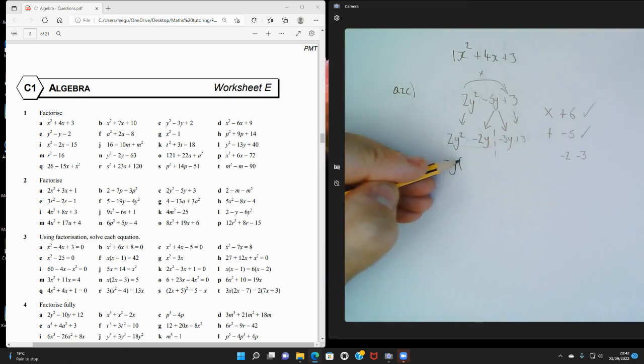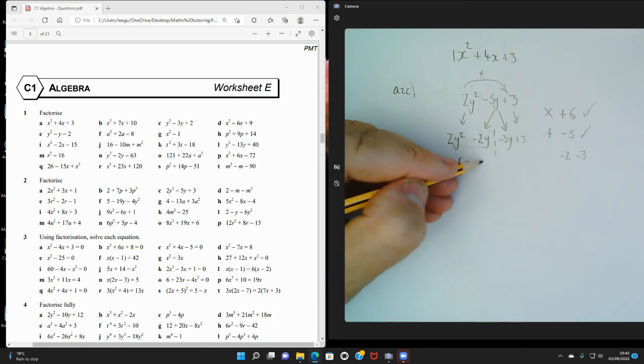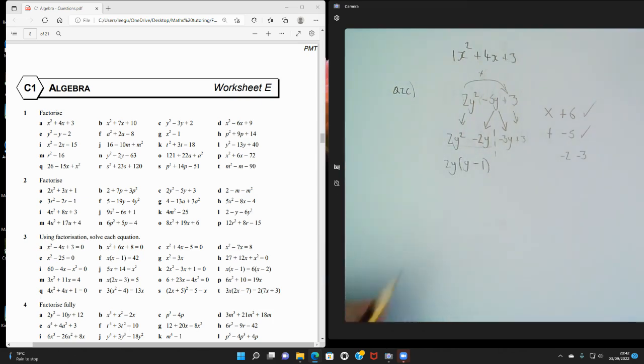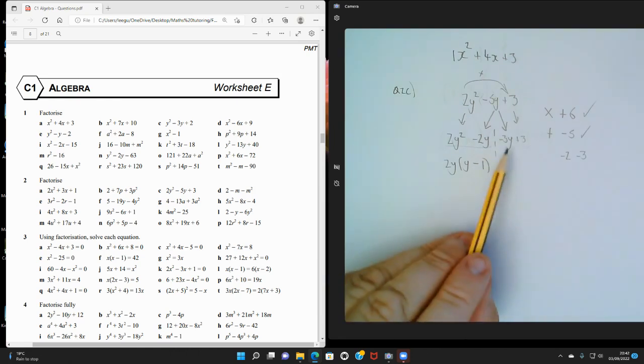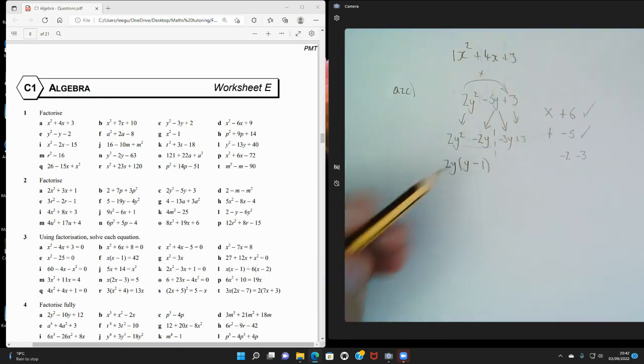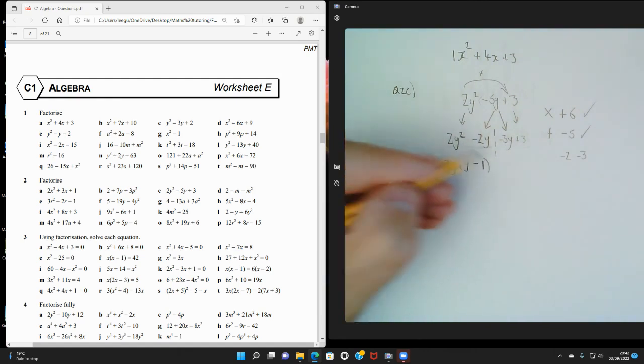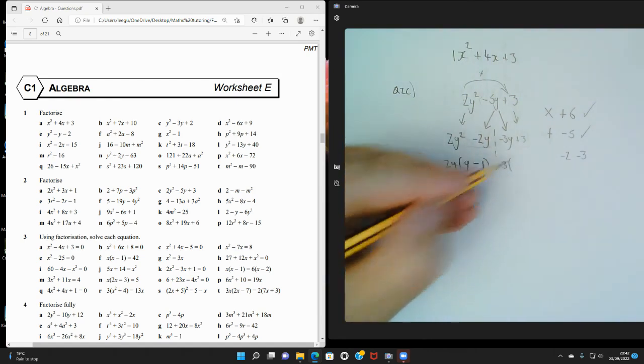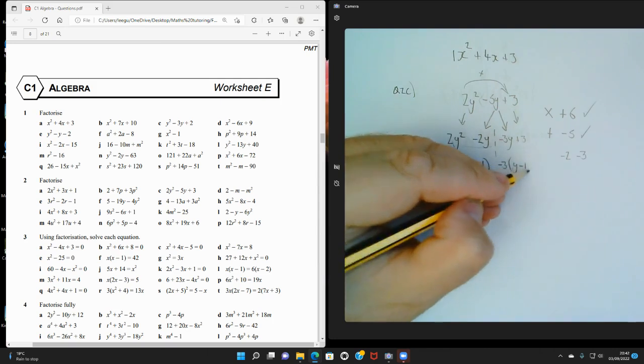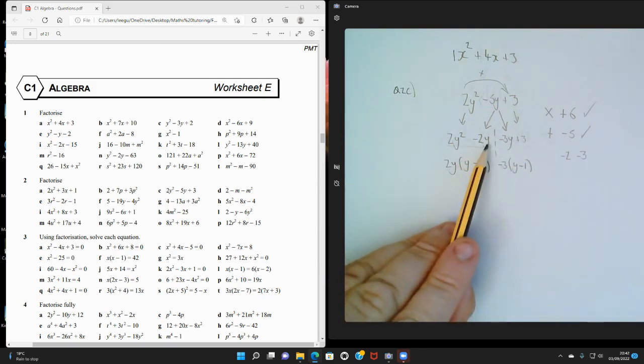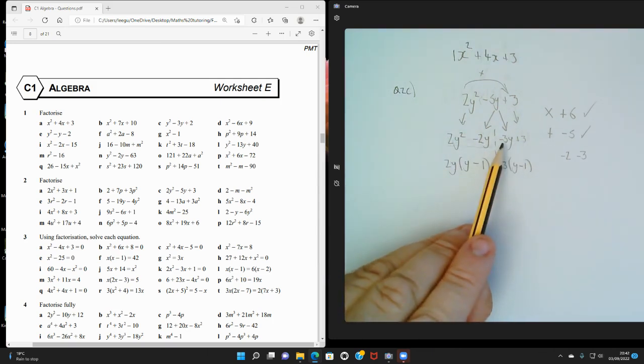So 2y, open bracket, y minus 1, close bracket. You then factorize these two. What's the highest factor that can come out here? And that is, you could take out minus 3, which would leave you with y minus 1. So I've factorized that term and I've factorized that term.